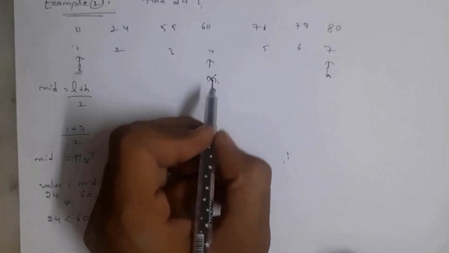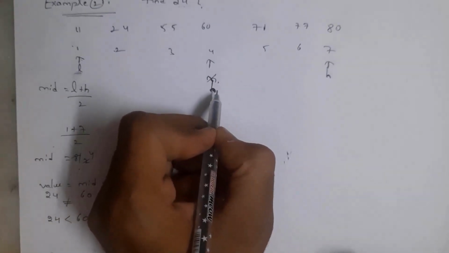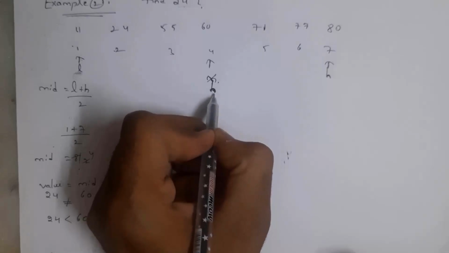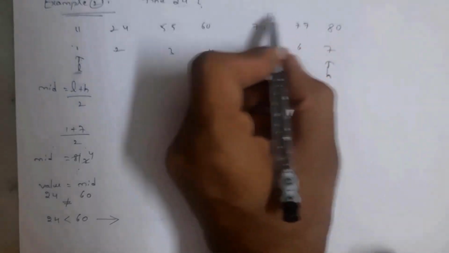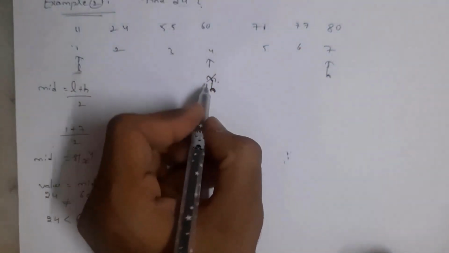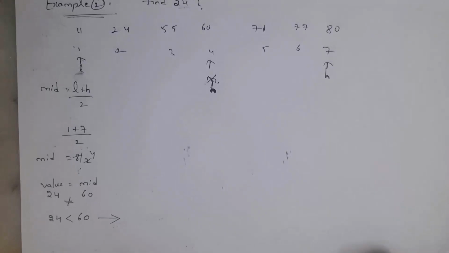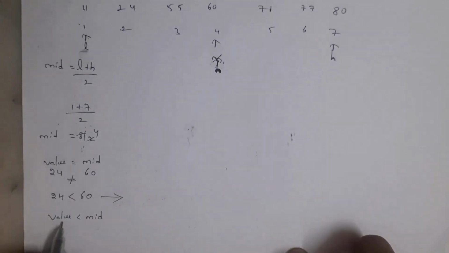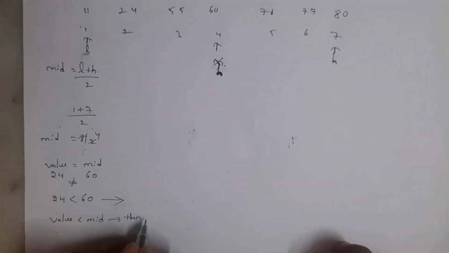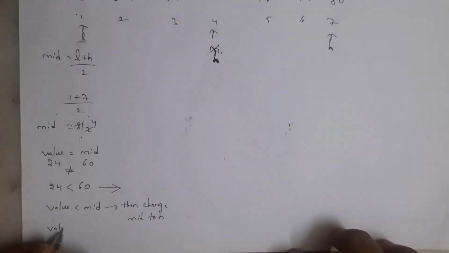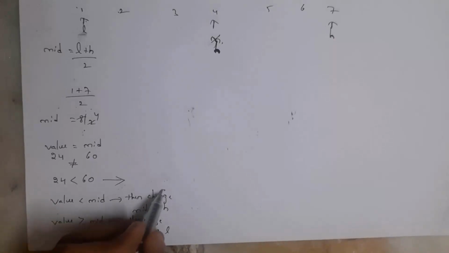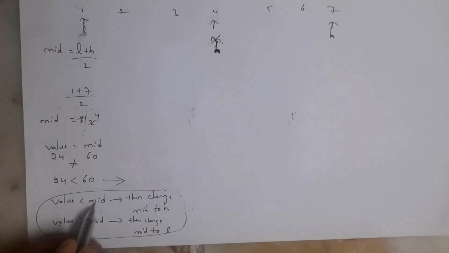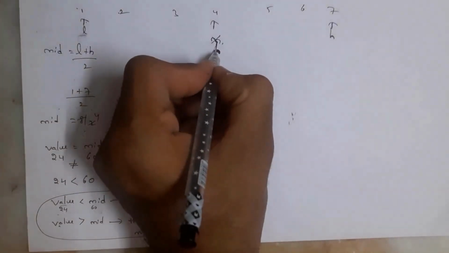We should not change this mid element into the lower element, because if we change it into the lower element, then our element will not be present in between this. So here I changed the mid element as the higher element. You need to remember these two things. If the value which we need to find is less than mid, then change mid to high. And if value is greater than mid, then change mid to low. These two things you need to remember. Here value is less than mid, that is 24 is less than 60, so we need to change mid to higher.